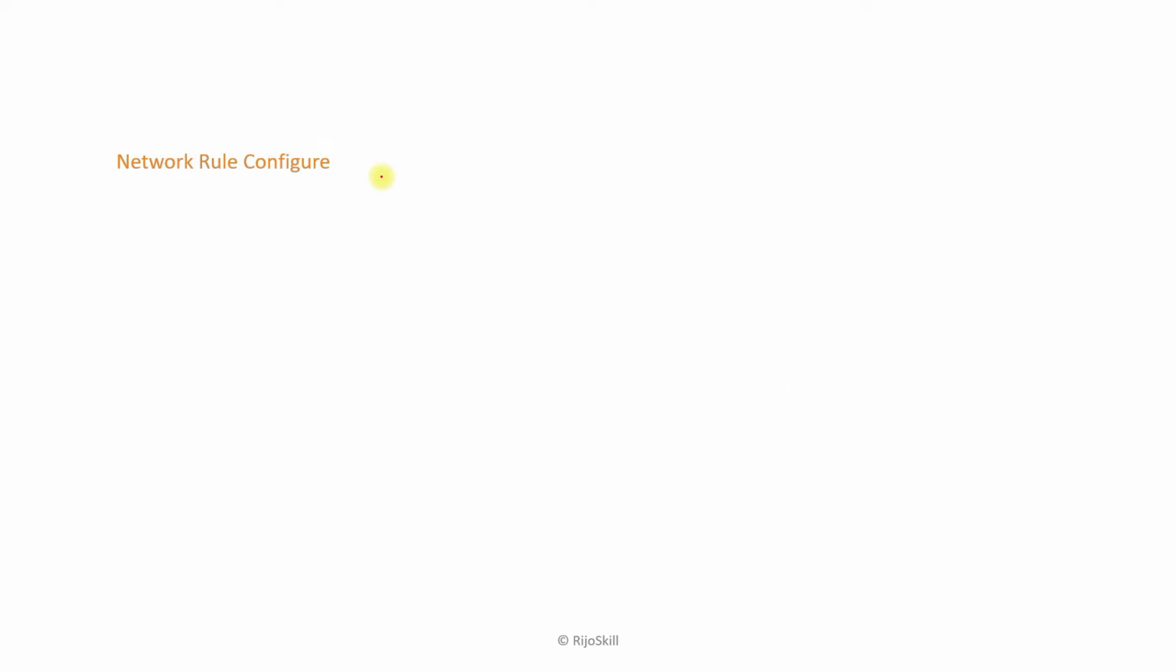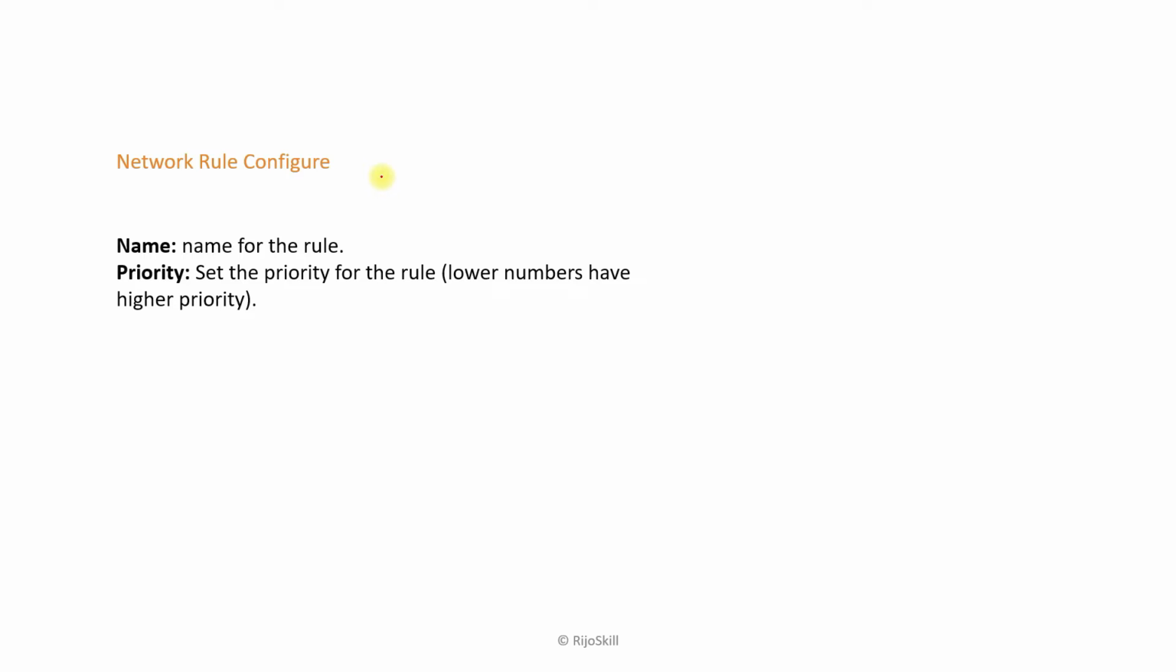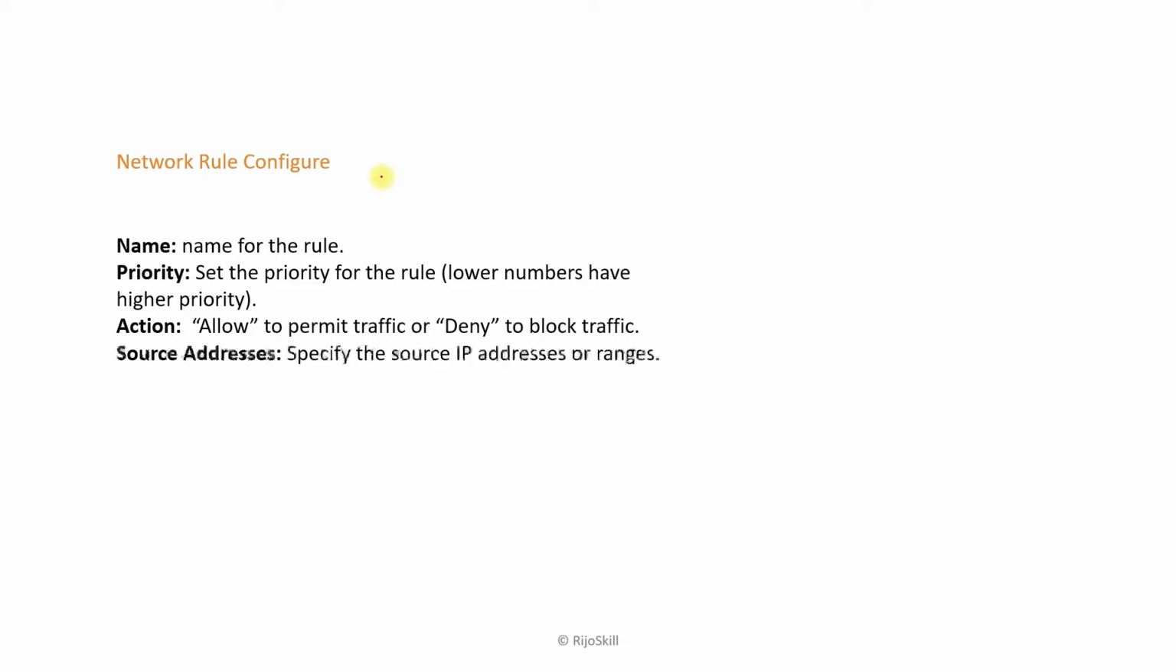Now the network rule configuration: the name of the rule, and the priority, which you need to set. The lowest priority number has the higher value. You also need to provide the action, allow or deny. Allow means you permit the traffic, deny means you block the traffic. Then you give the source address, the specific source address or range, and the destination address, where you want to go.